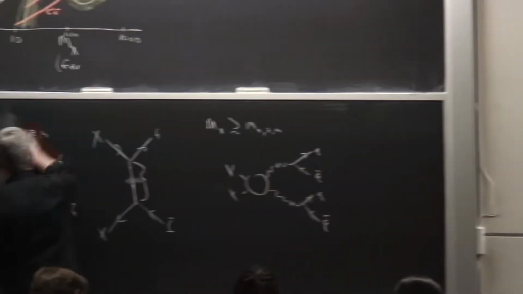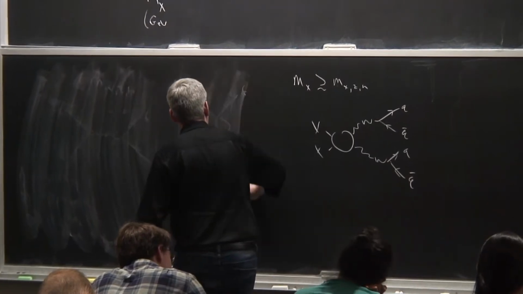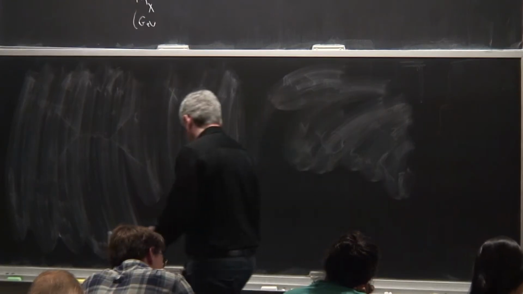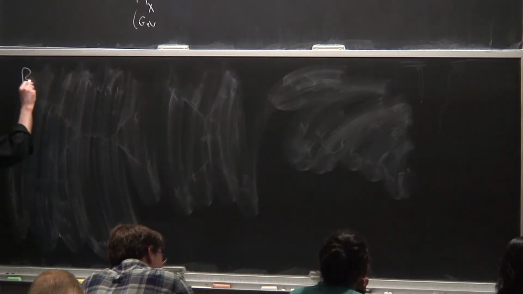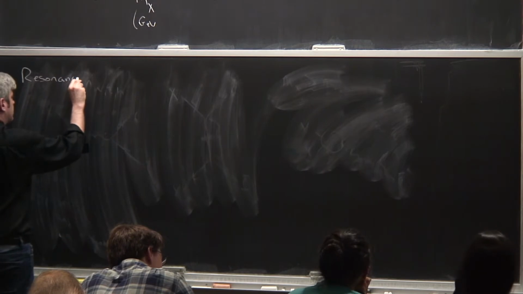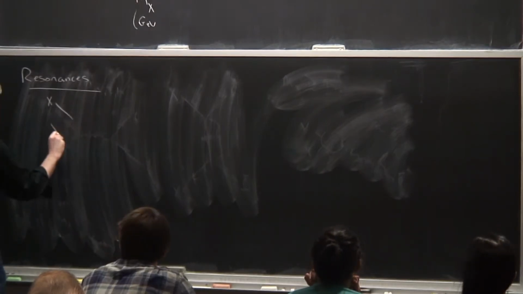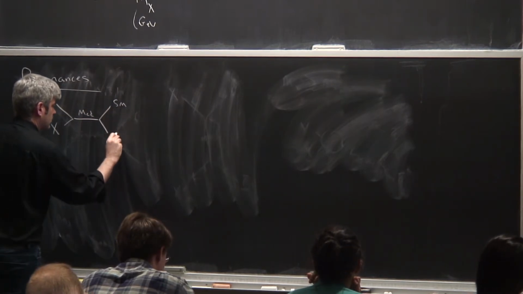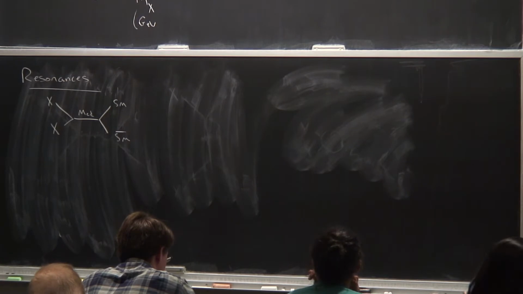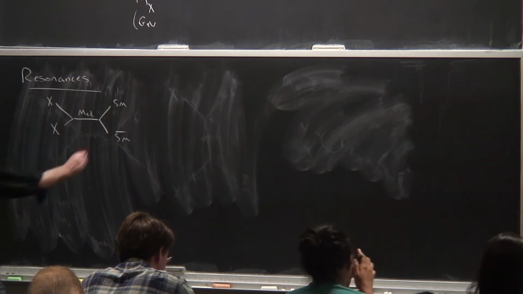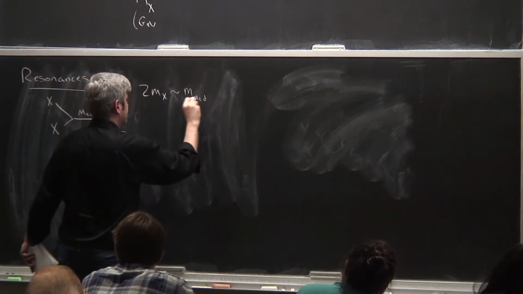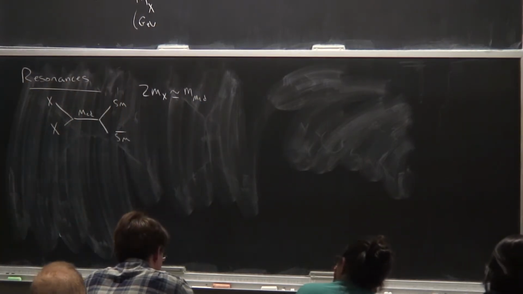All right, so going on. One way we just showed to suppress the indirect detection signal is to consider a P wave relic. But another way is to imagine that the dark matter annihilates through some sort of mediator on resonance, by which I mean twice the dark matter mass is similar to the mass of the mediator.